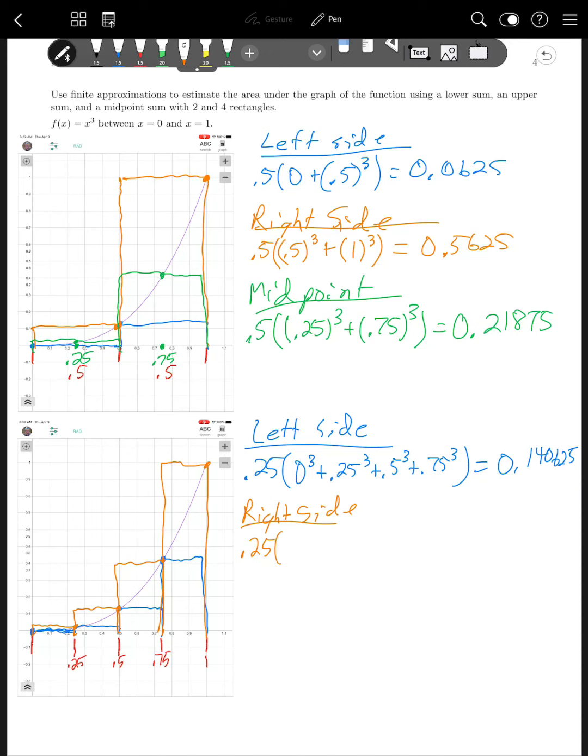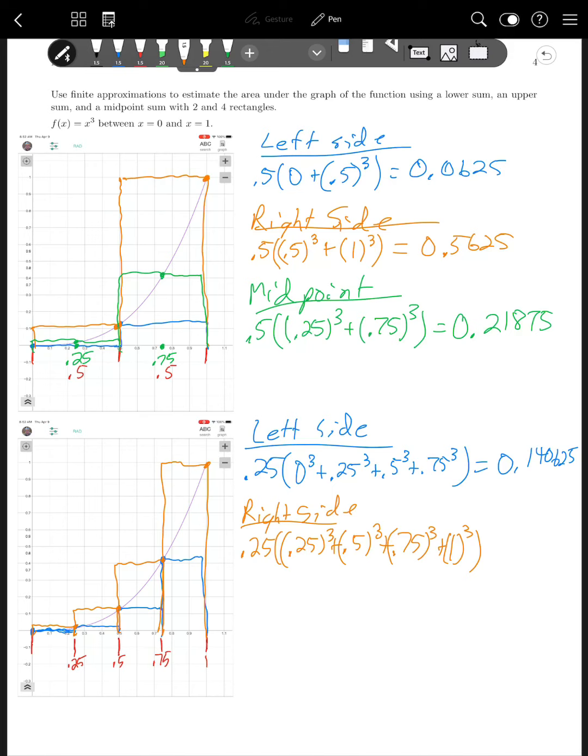So the 0.25 rectangle looks like this. The 0.5 rectangle looks like that. The 0.75 rectangle looks like this. And the 1 rectangle looks like this. Okay, so we're just taking the right-hand endpoint.